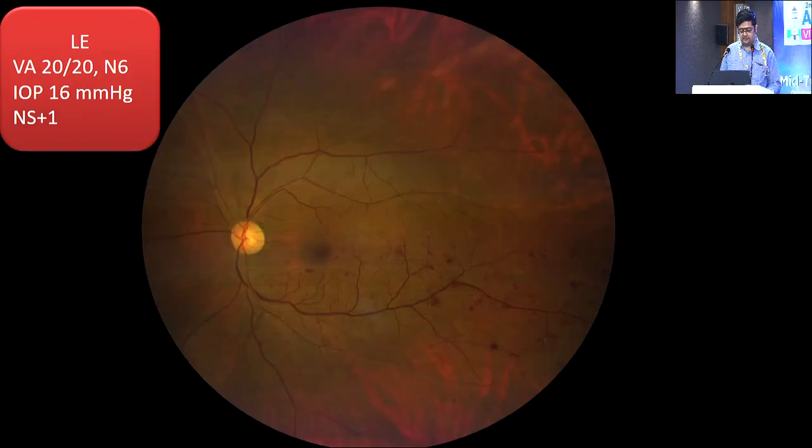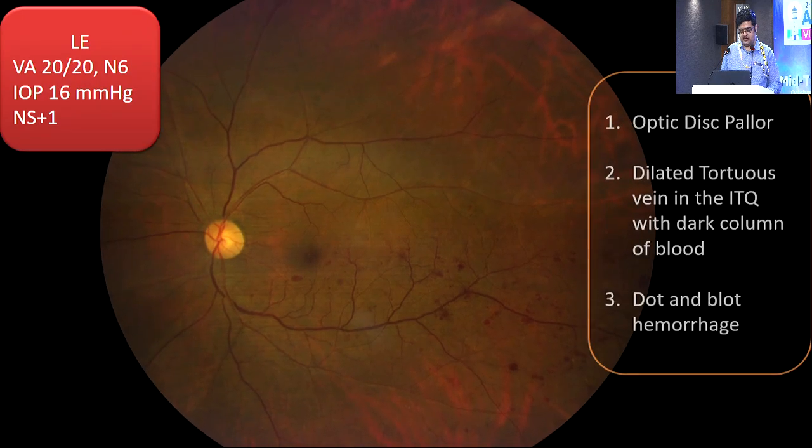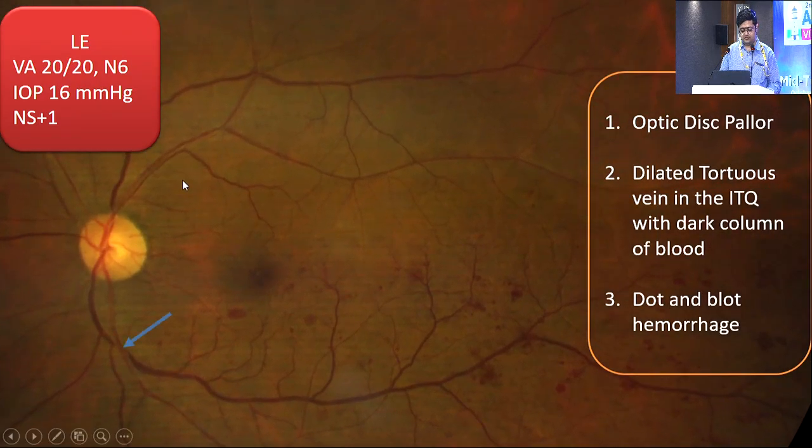Now when we come to the left eye, we can see an optic disc pallor noted over here, and there are dot and blot hemorrhages radiating toward the first AV crossing, suggestive of a branch retinal vein occlusion. But at this moment of time, there was no macular edema. The vision was also 20/20, and the patient had just come for a general checkup.